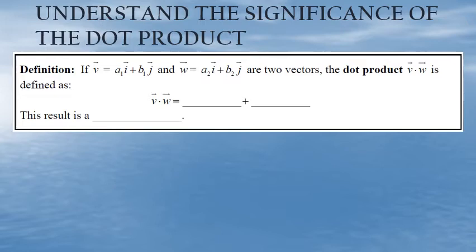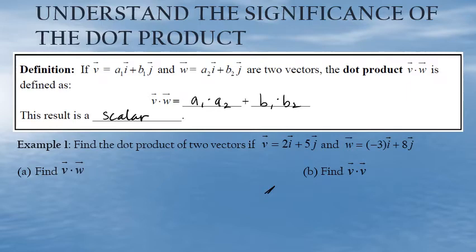If vector v is equal to a sub 1 i plus b sub 1 j and vector w is equal to a sub 2 i plus b sub 2 j, and both of these are vectors, then the dot product, indicated with vector v, a dot in between, vector w, is defined as a sub 1 times a sub 2 plus b sub 1 times b sub 2. And the result is what we call a scalar. In other words, it should end up being just a number.